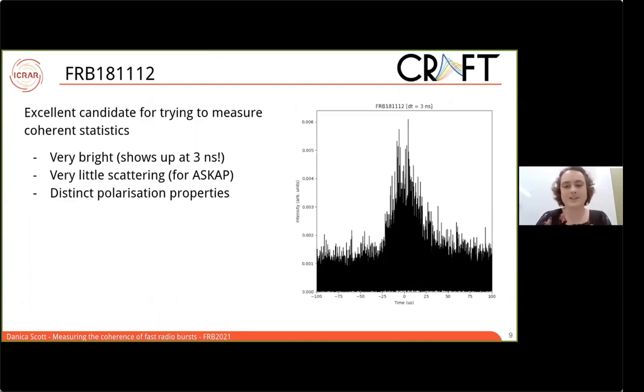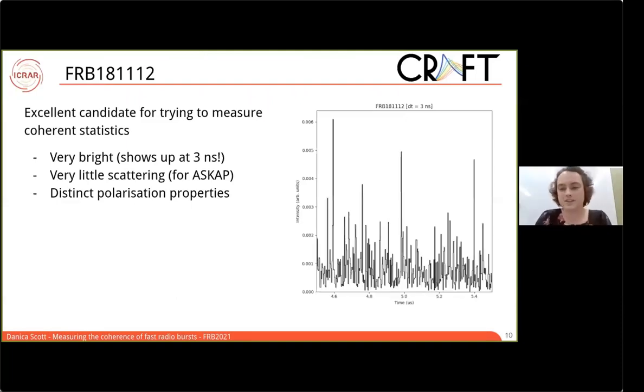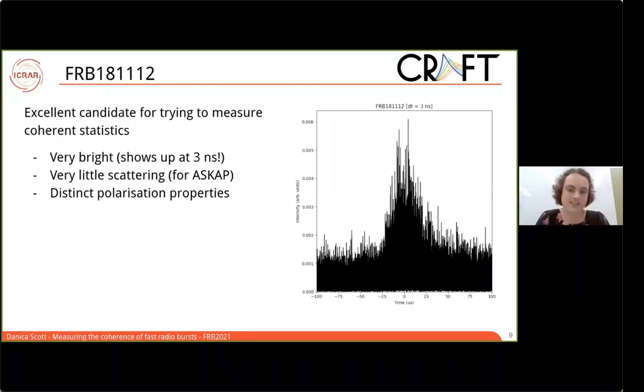On the right here, this is again the intensity versus time, but at 3 nanoseconds time resolution. If we zoom in, you can see the individual samples, and within a single 3 nanosecond sample, you have a lot of signal going over your noise. It also has very little scattering for an ASKAP FRB. It's about 50 to 75 microseconds wide, and it has distinct polarization properties. Given that we are depending our investigations of coherence on having partially polarized sources, obviously you would like to have something that is polarized to investigate.